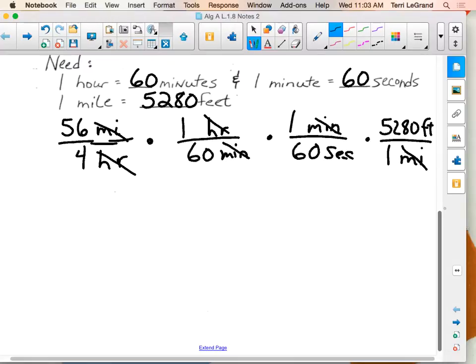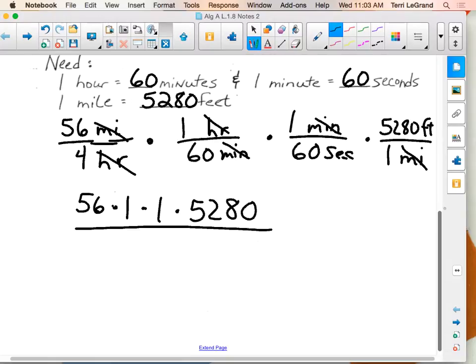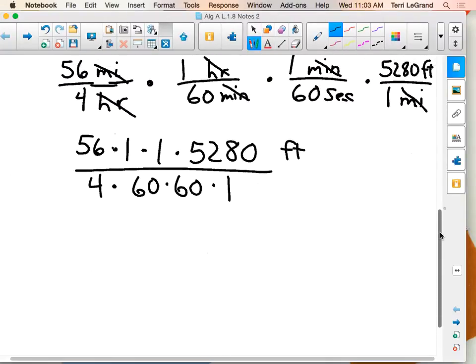So the next thing we're going to do, and I want you to write this in your notes so you can use your calculators, is show what's going to go into your calculators. So upstairs we have 56 times 1 times 5,280. That's how we multiply fractions. We just keep multiplying across. And those are going to be feet. And downstairs we have a 4 times a 60 times another 60 times a 1. And those are going to be seconds.